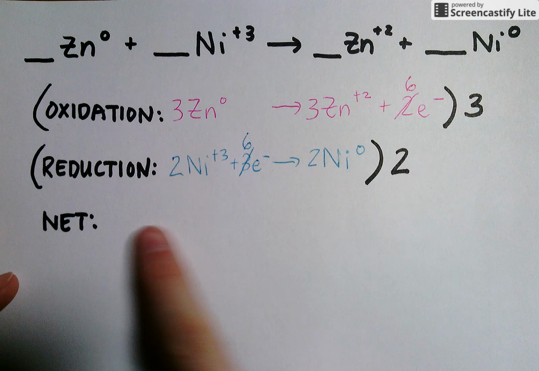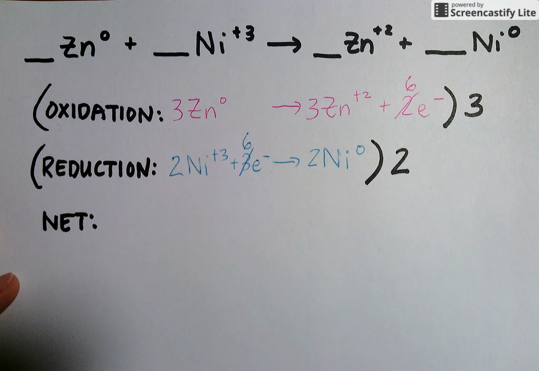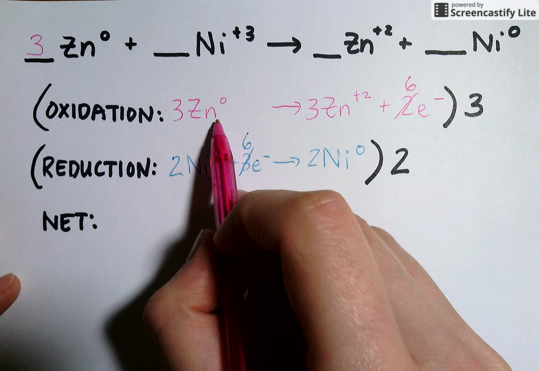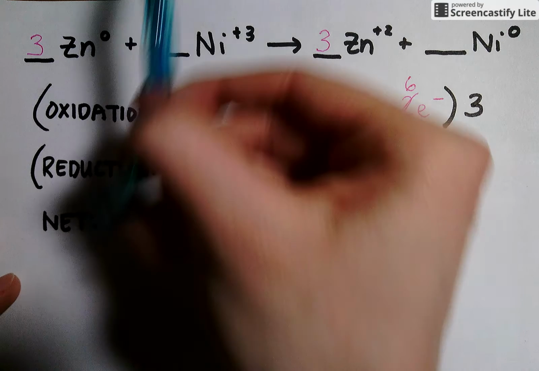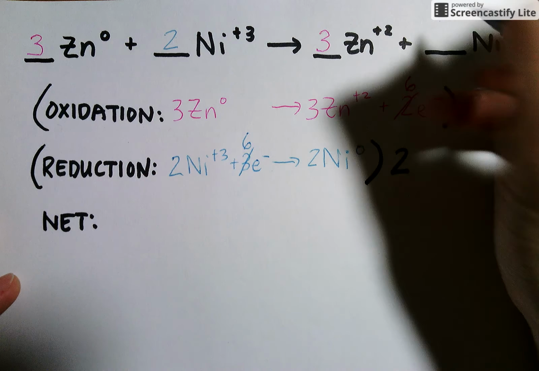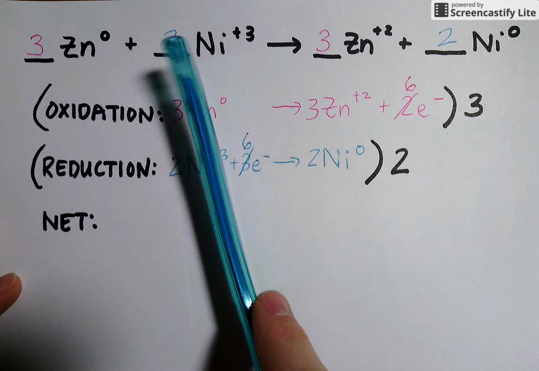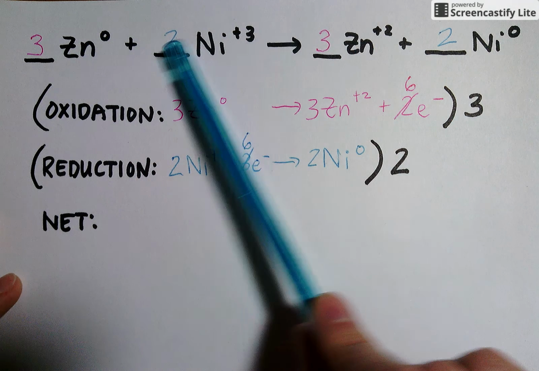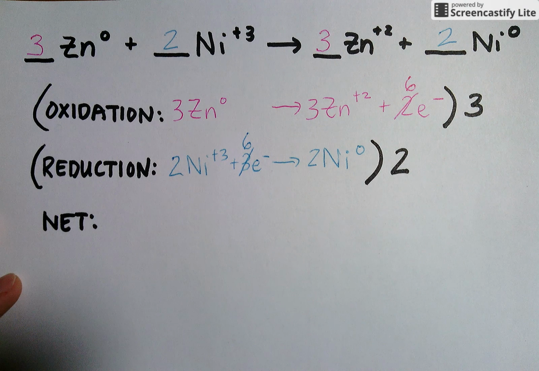Immediately, you can see, even without writing out the whole net ionic equation, this directly corresponds to our original problem. So if you feel comfortable, you can go ahead and fill in, oh look, I've got a 3 out in front of my zinc 0, a 3 out in front of my zinc +2, a 2 in front of my nickel +3, and a 2 in front of my nickel 0. This conserves both mass and charge because my number of nickel atoms is the same on the left and the right. Same deal with my zinc atoms. And now I've got +6 on the left and +6 charge on the right. So both mass and charge are conserved.